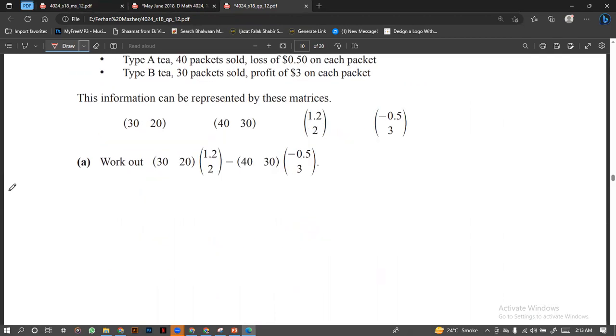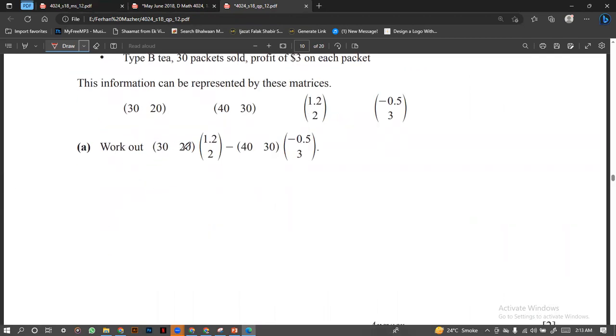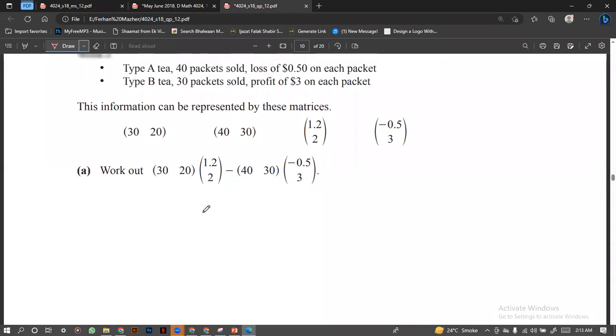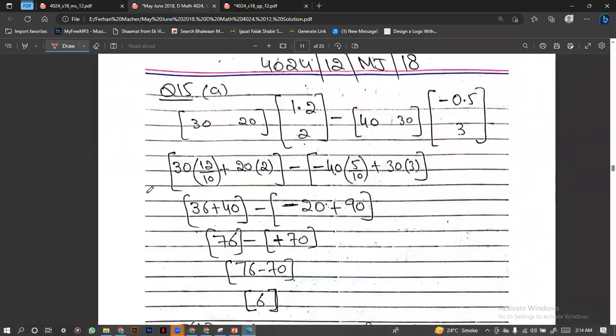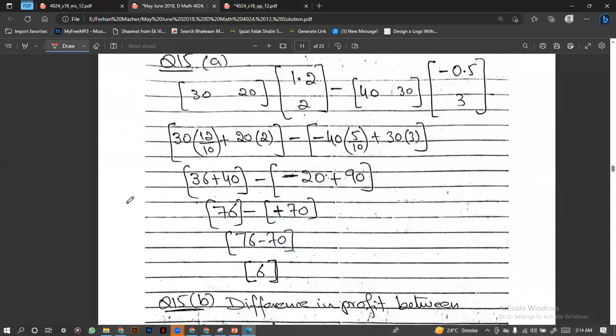Okay, and then it says work out this: 30, 20, 1.2. This is week 1 and this is week 2, and I want to find the difference between them. Okay, so very simple. From here I will take the row, from here I will take the column, from here I will take the row, from here I will take the column. So first member multiplied with the first, second member multiplied with the second. Very simple, straightforward question. And so you will have 30 into 1.2, which means 30 into 12 by 10, plus 20 into 2, and that will be 36 plus 40, and that's 76.